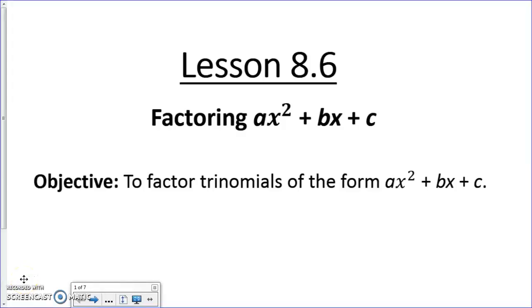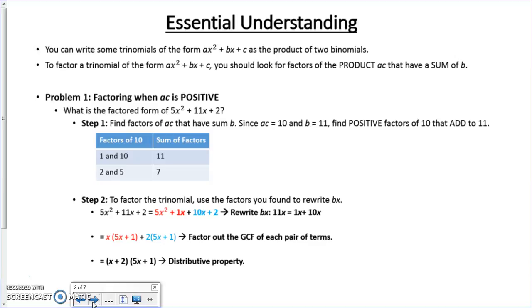Lesson 8.6, Factoring ax squared plus bx plus c. The objective of this lesson is to factor trinomials of the form ax squared plus bx plus c. In other words, when there's a number in front of your x squared. You can write some trinomials of the form ax squared plus bx plus c as the product of two binomials.